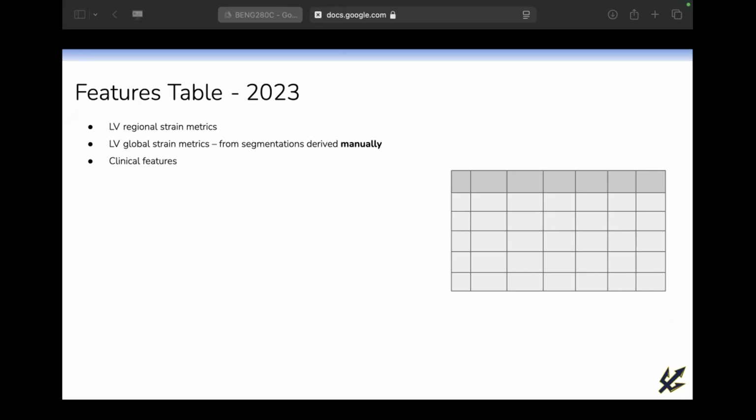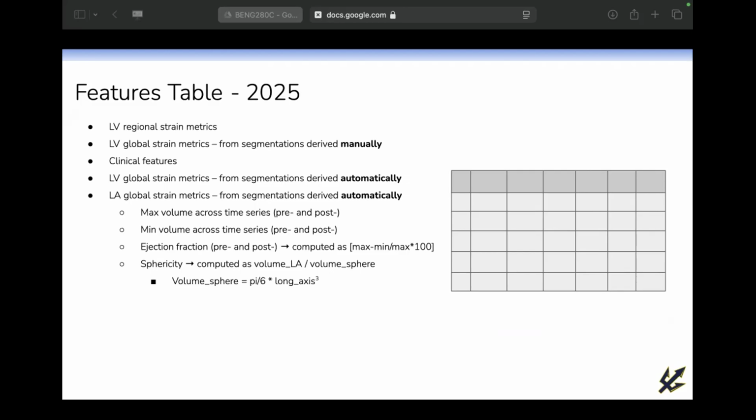So that differs from my model because in my updated features table, we have the clinical features as well as the left ventricle, global, and regional strain metrics, but these metrics were calculated from the segmentations that were automated, like I just said, from Lauren's model. So we have both manually as well as automatically derived global strain metrics for the left ventricle. The major change is the addition of the left atrium global strain metrics, obviously.